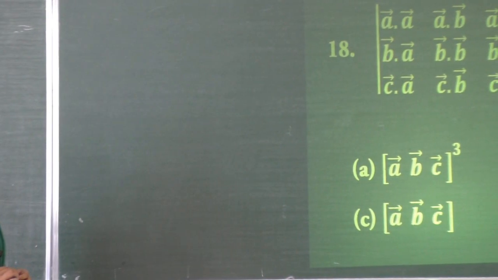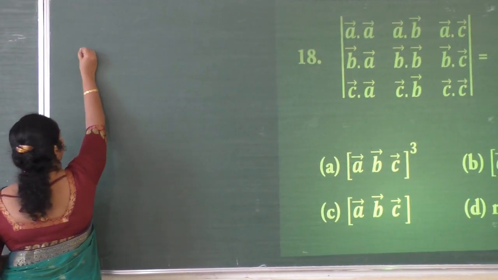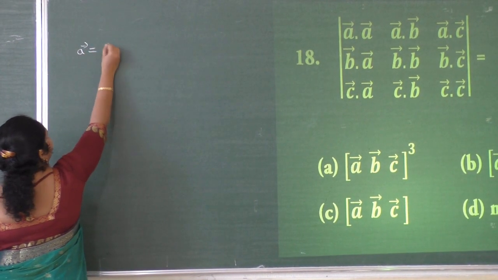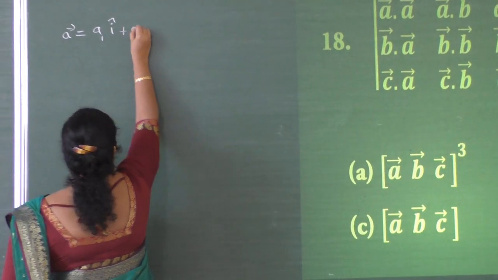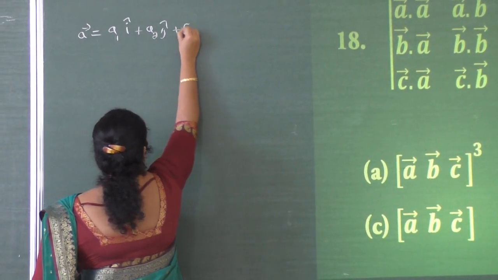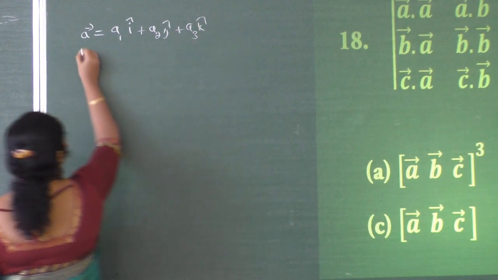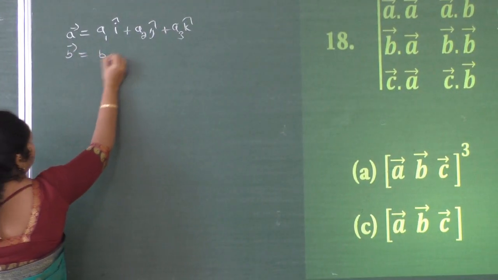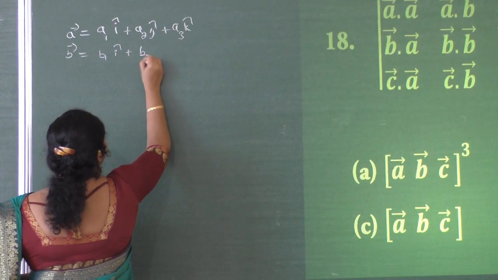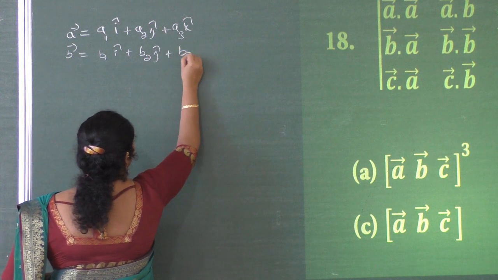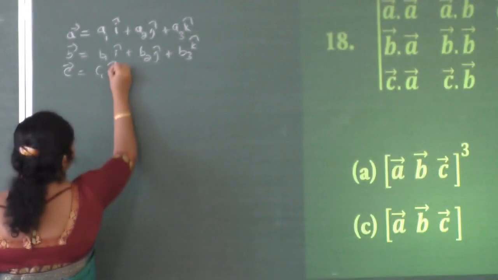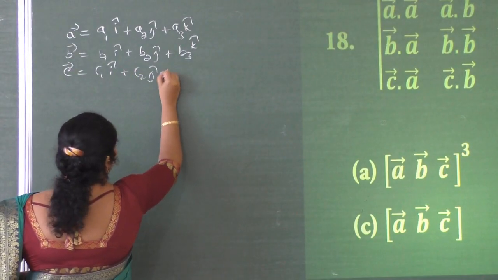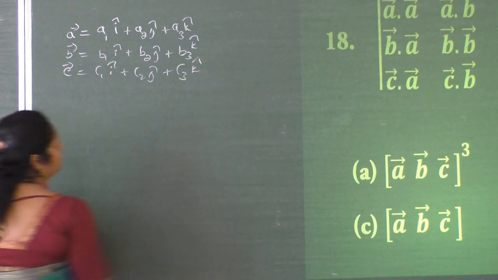Now let us write vector A. I am taking vector A as A1 I cap, A2 J cap, A3 K cap. Similarly, vector B I am taking B1 I cap plus B2 J cap plus B3 K cap, and I am taking vector C as C1 I cap, C2 J cap plus C3 K cap.